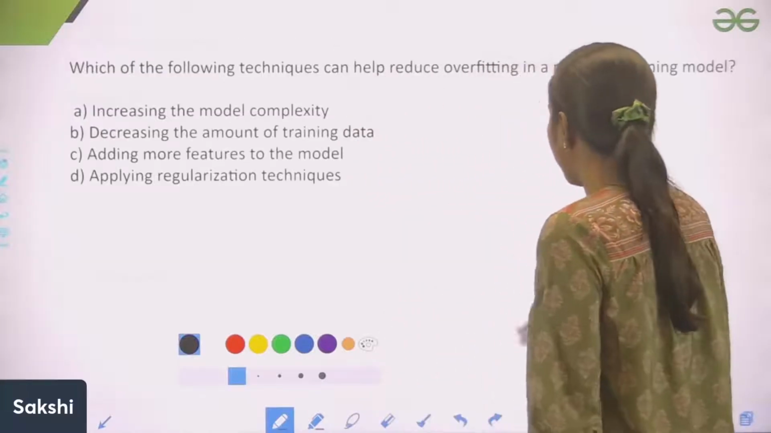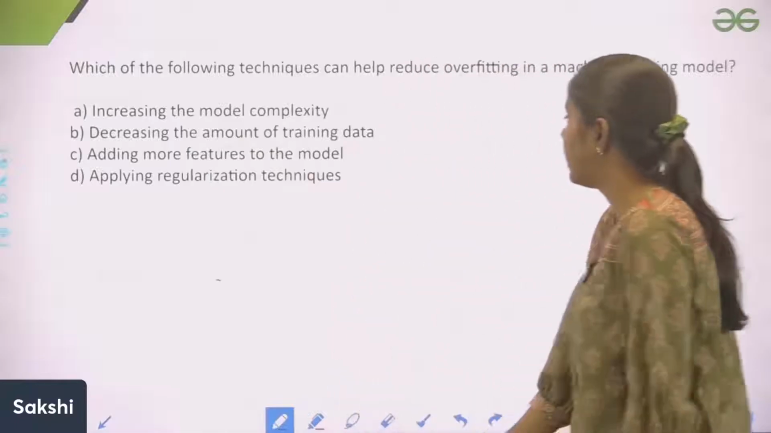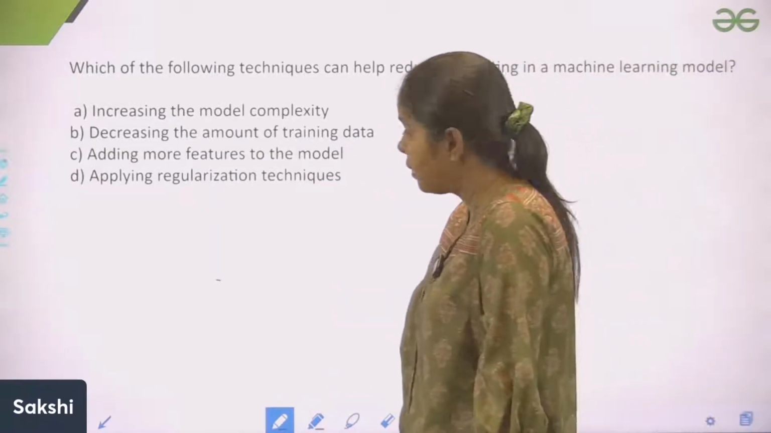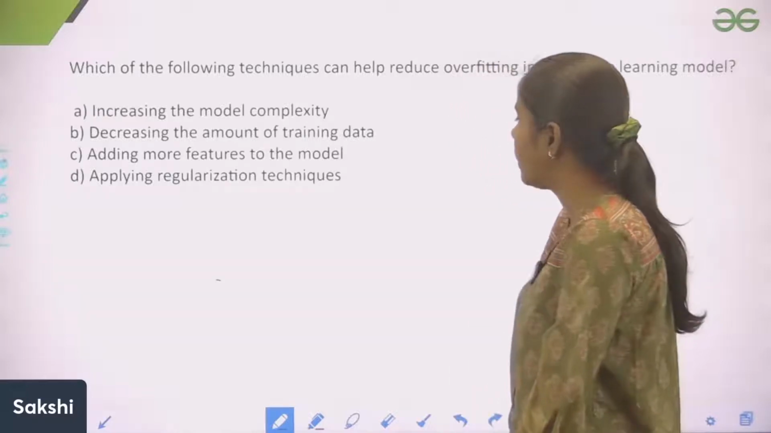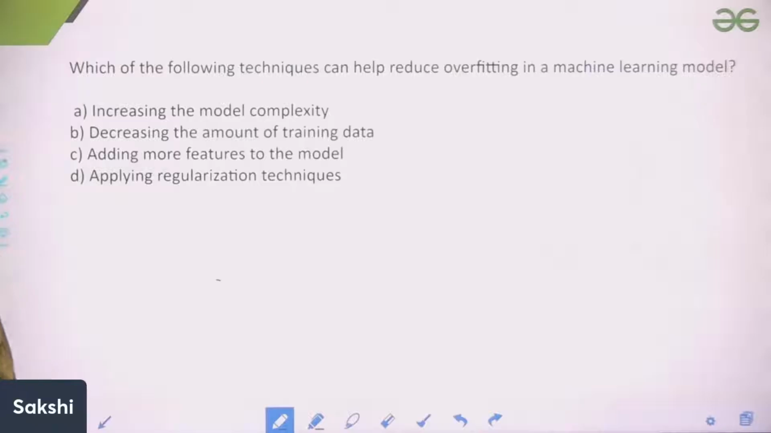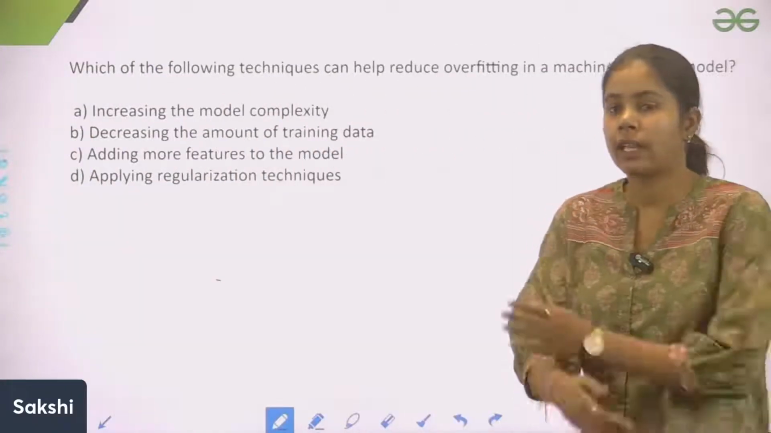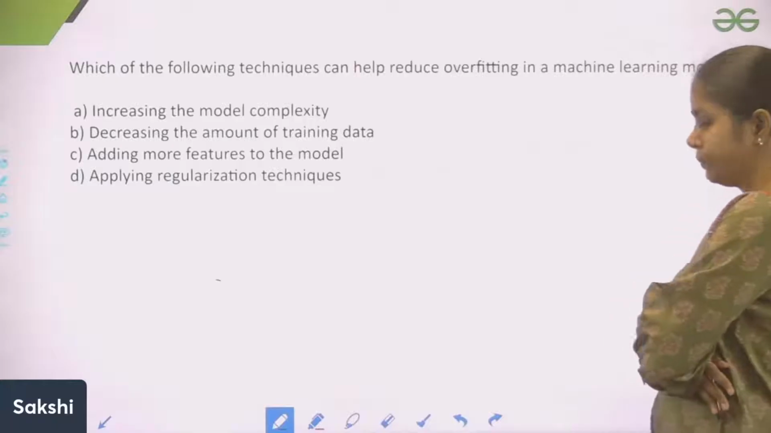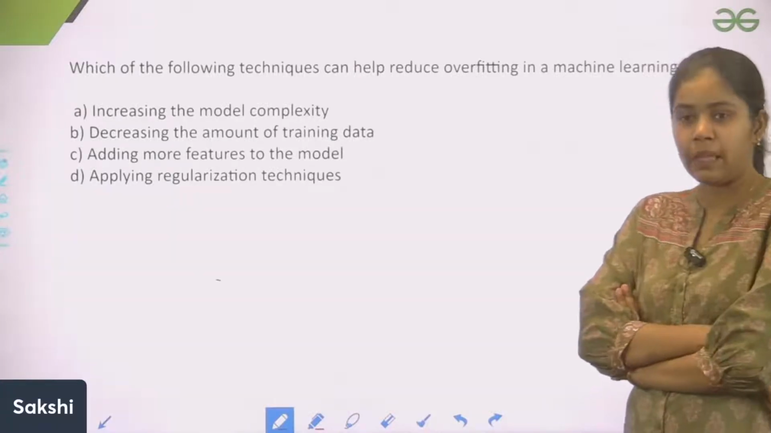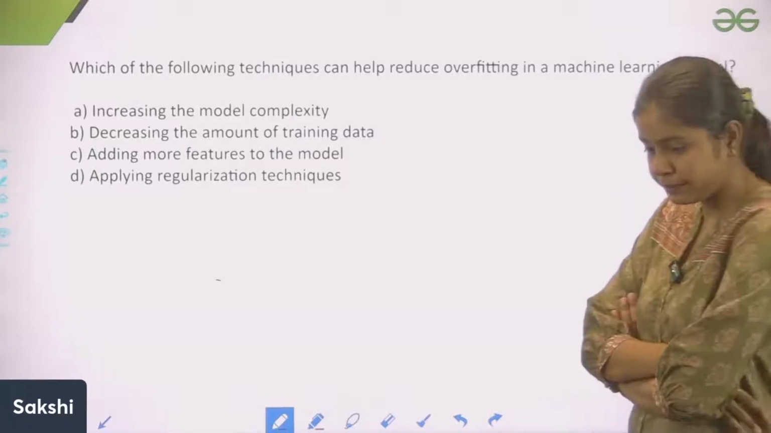Now, next question. Which of the following techniques can reduce overfitting in a machine learning model? Increasing the model complexity, decreasing the amount of training data, adding more features to the model, applying a regularization technique, which would help you in reducing overfitting, right? To reduce overfitting, what can I do here? Tell me, guys, what we can do to reduce overfitting.